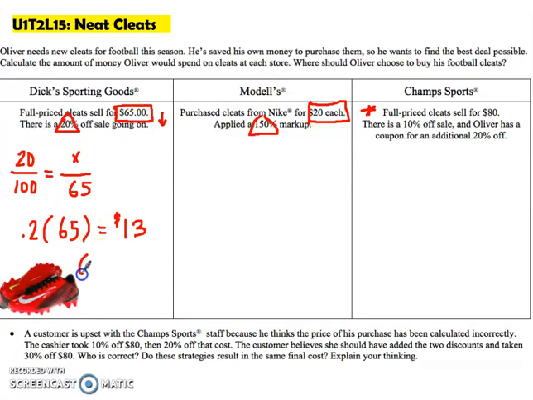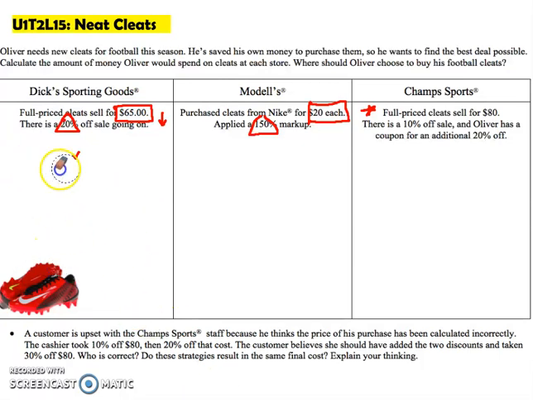So the next thing I need to do is subtract that 13 from the total. And the price of the cleats would be $52. Okay, so this is method one, where we actually found 20% of 65 and subtracted it. So let's try the second way.